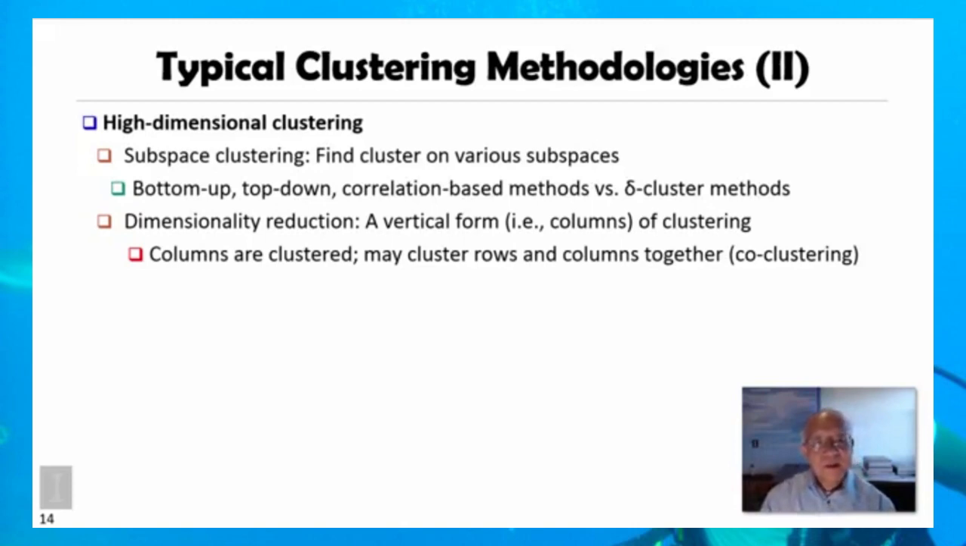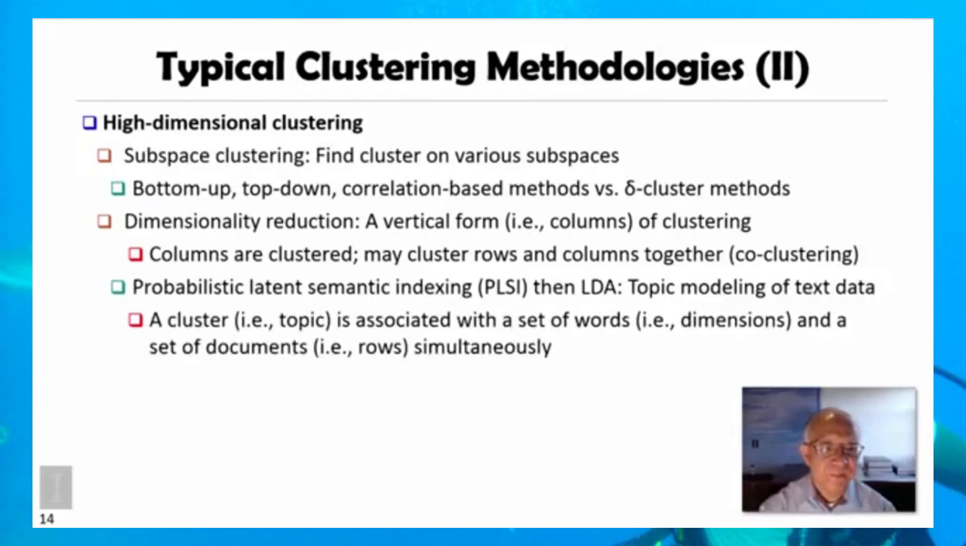Then, for high-dimensional clustering, there are many methods developed for dimensionality reduction. Essentially, we can think the high dimension is in a vertical form. They contain lots of columns, and when we perform clustering, the columns are clustered. The rows and columns can be clustered together. We call this co-clustering. There are several typical methods.